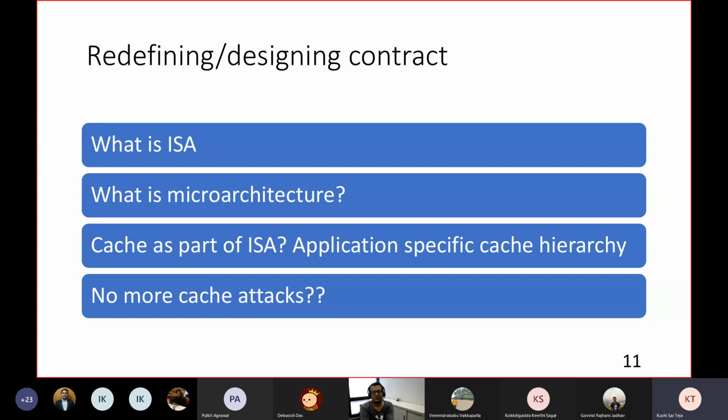As a programmer, or at a high level in the system stack, you can actually do optimizations which are pretty application specific. No need to go for a monolithic, generic cache hierarchy and then try to optimize. Think about cache attacks. If things are kind of open and defined in the ISA itself, then it can give you more control in terms of who can see and who can't see. We will talk about that maybe a few slides later.